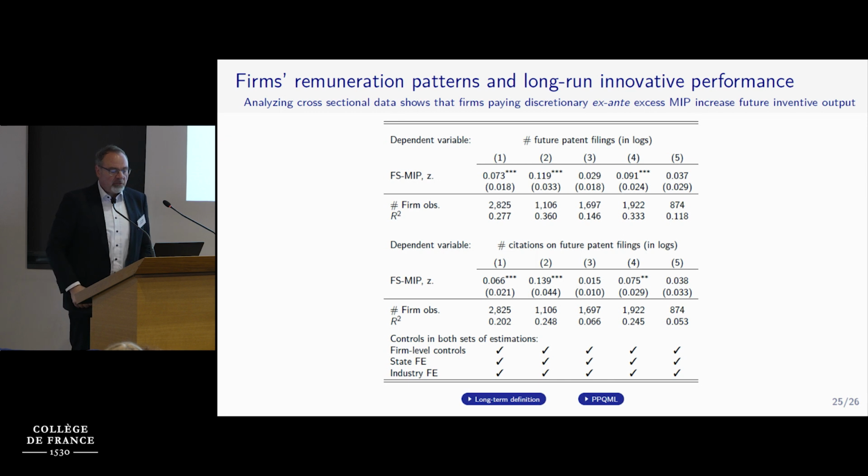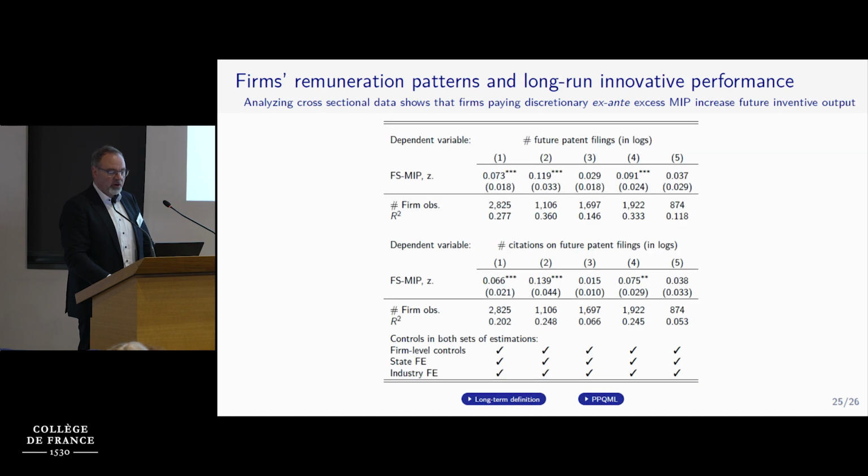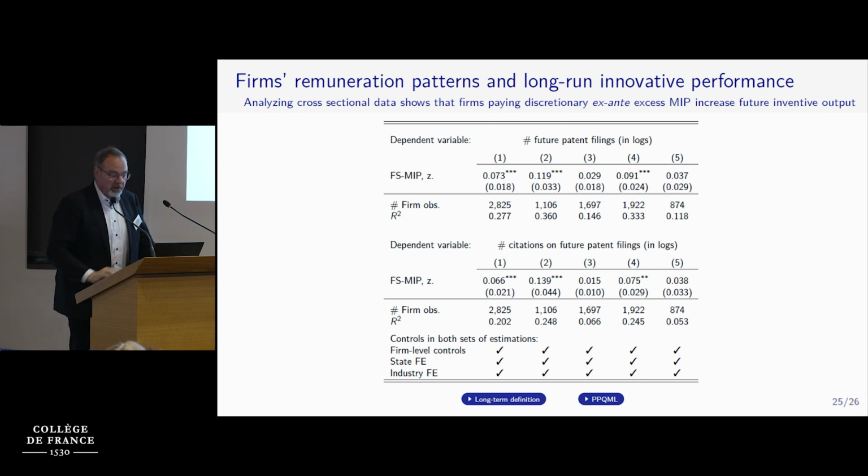We do that with the number of future patent filings. By the way, the row structure is the same here. So the second one is, I apologize for not bringing it in, high complementarity, low complementarity. 4 and 5 are high markups, low markups, okay? So again, we find that the firm-specific MIP correlates with the number of future patent filings, at the firm level now, and with the number of future citations that the firm gets.